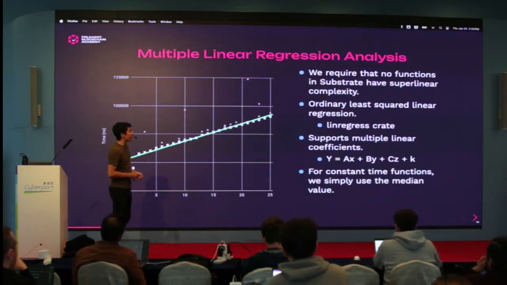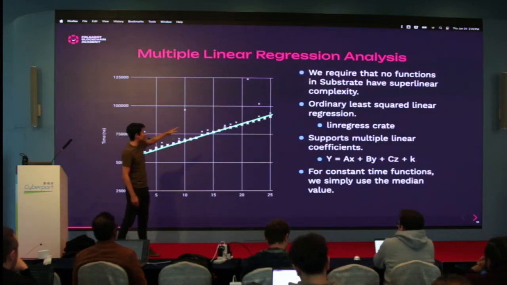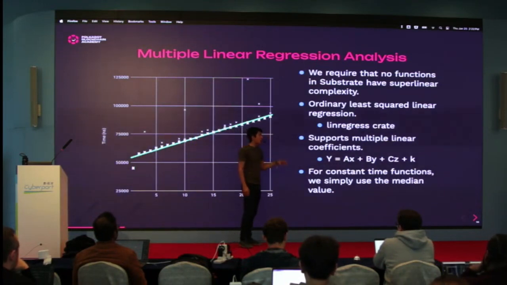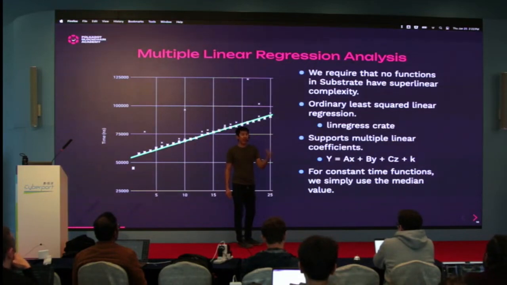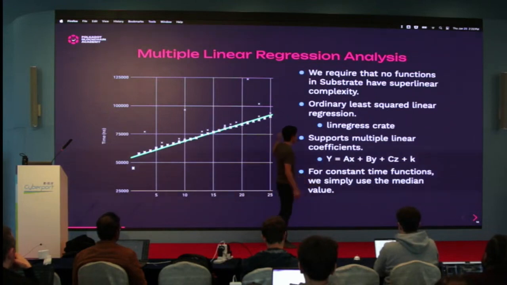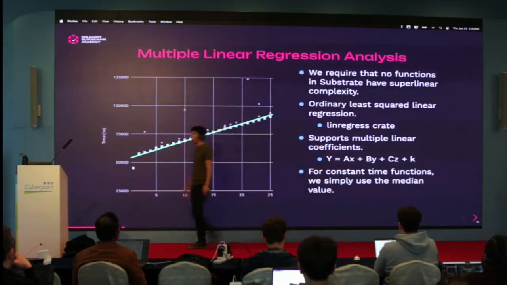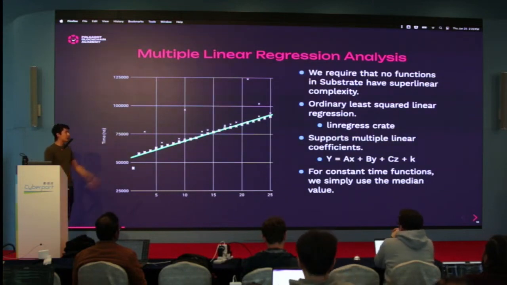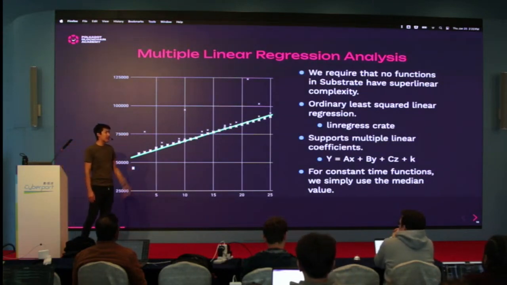We use ordinary least squares regression to be able to create these linear lines, and we support multiple linear coefficients. So when we're benchmarking a function, the complexity of your function may be dependent on multiple different factors, right? Like how many people voting, how many total users, and so on. We support, of course, doing a linear regression fit with a formula that has any number of coefficients. Okay, and we'll see this more in an example. And of course, anytime we have a constant time function, where there is no linear fit, we'll just use the median value, not the mean value, the median value.